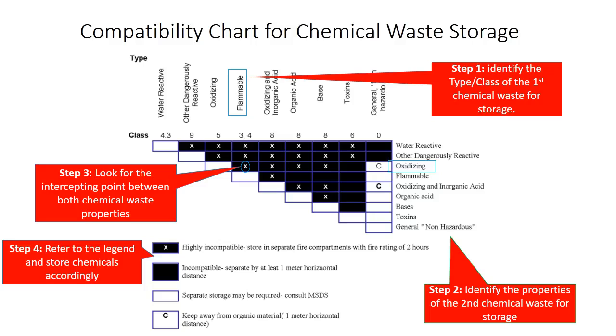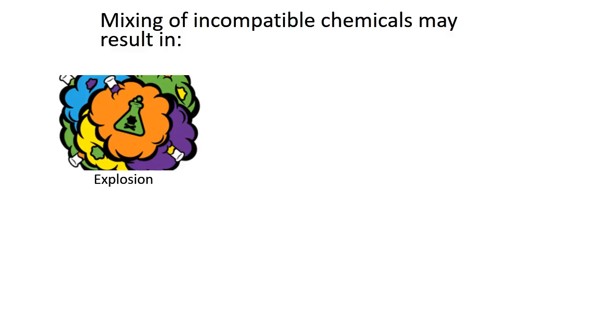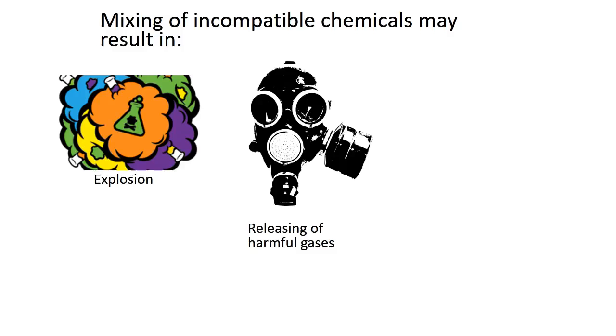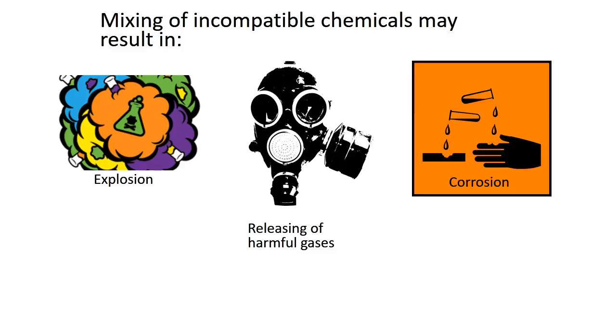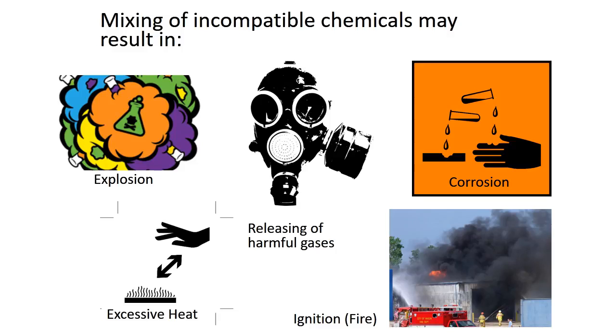For this example, flammable waste cannot be stored with oxidizing waste and have to store it in separate compartments with fire rating of 2 hours. Remember, mixing of incompatible chemicals may result in explosion, releasing of harmful gases, corrosion of waste container, thus leakage of waste, releasing of excessive heat from exothermic reaction, ignition or fire.